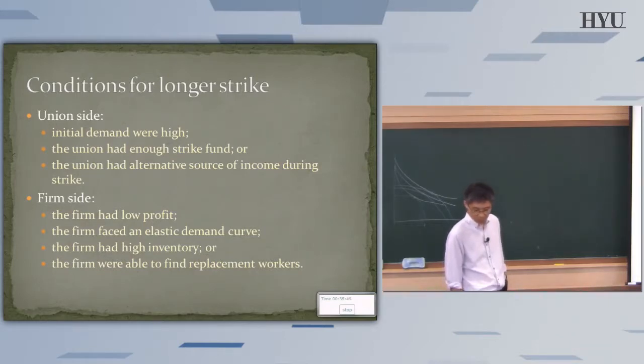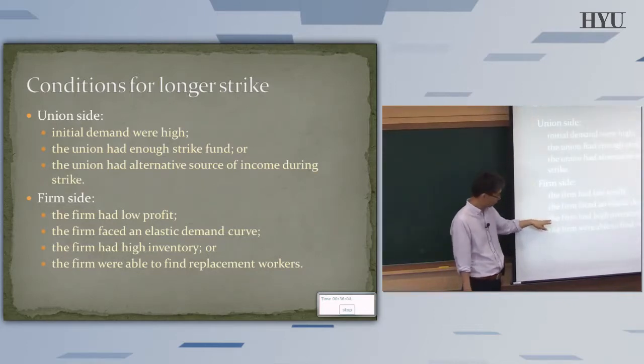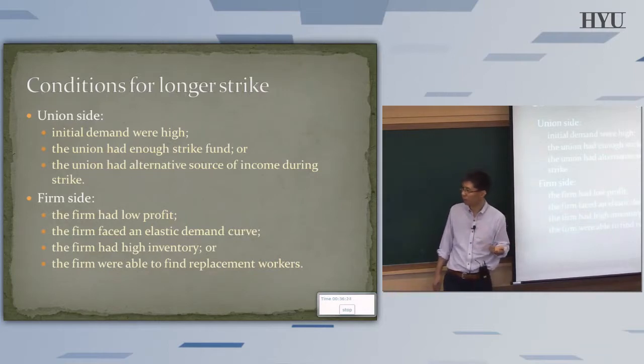The thing is that, in general, you can say that during a recession, the firm can take a longer strike. If it's in a recession, the firm has low profit. The firm has high inventory, right? Because they cannot sell well. And since lots of workers are available during recessions, they can find replacement workers, or the union has difficulty finding alternative jobs during the strike.